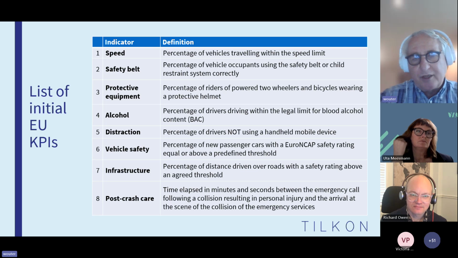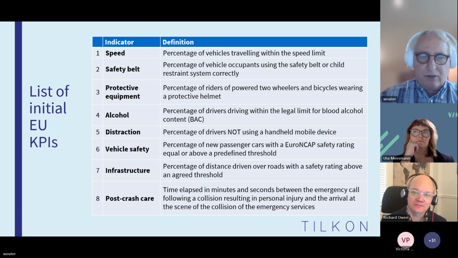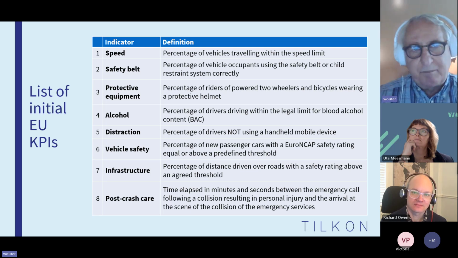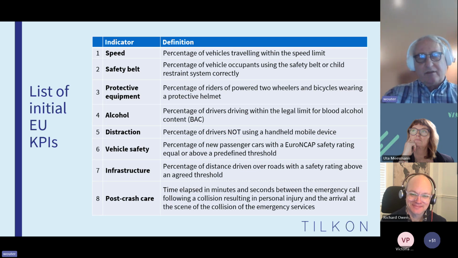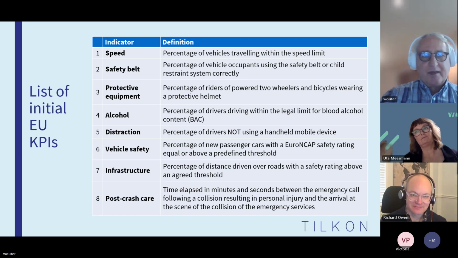And here, just for reference, is how it has been defined by the European Commission. It's interesting to know that the European Commission chose to formulate it in a positive way, so how many people respect the speed limit rather than not respecting it. Personally, I don't think that's the right way, but that's how it's done. I think it's better to do the other way around, but that's another discussion.